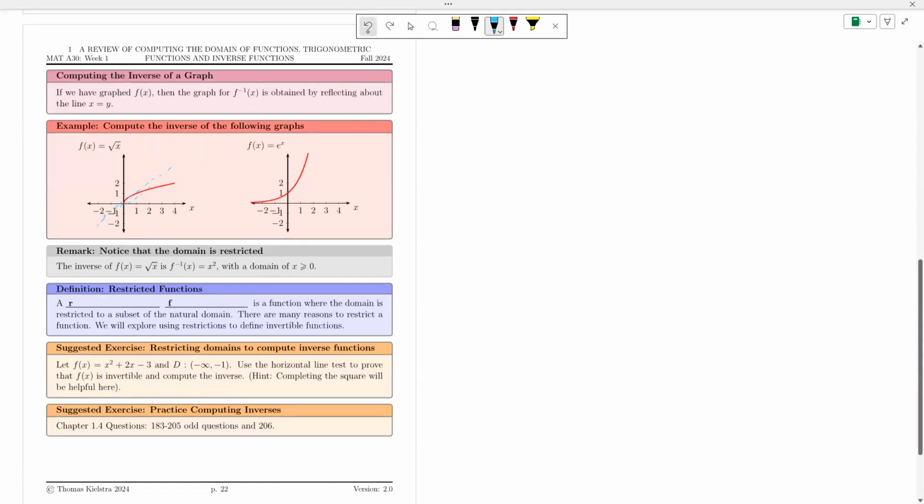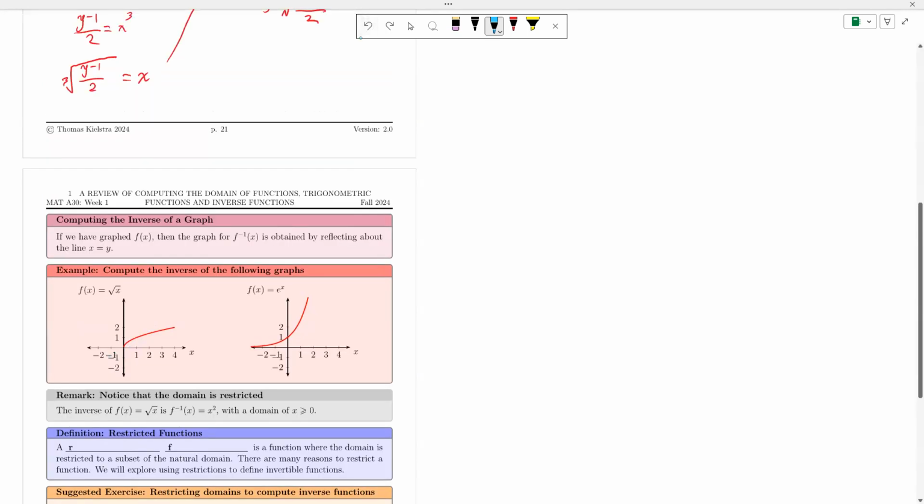Let's undo a bunch of stuff, make it look nice. Kind of looks like that. That's my line. If I reflect about that line, I get a curve that looks like this. And that curve looks a lot like x squared. Okay. Lovely.